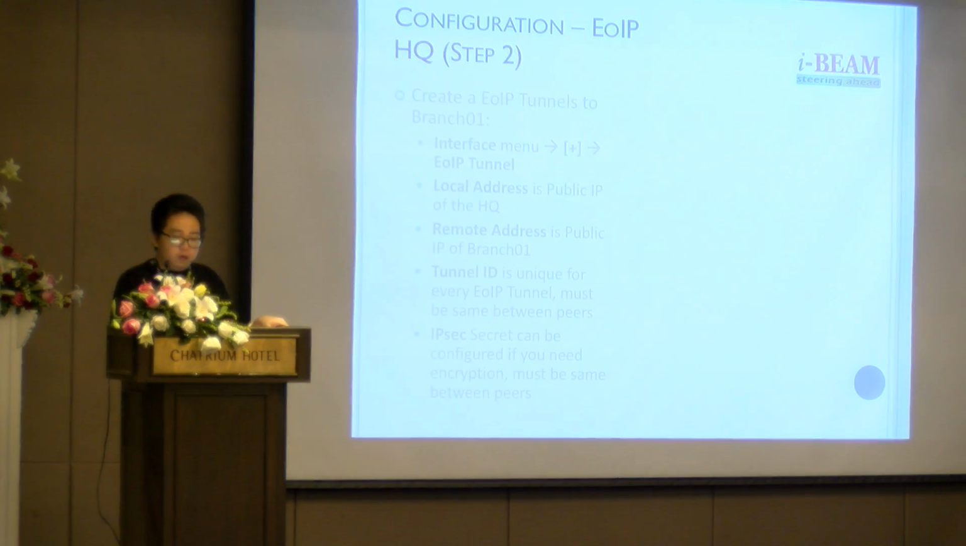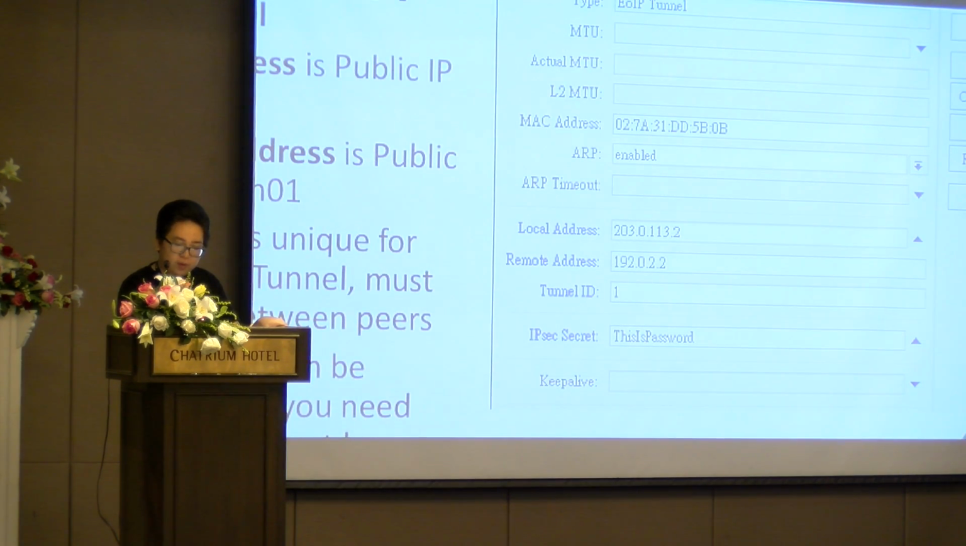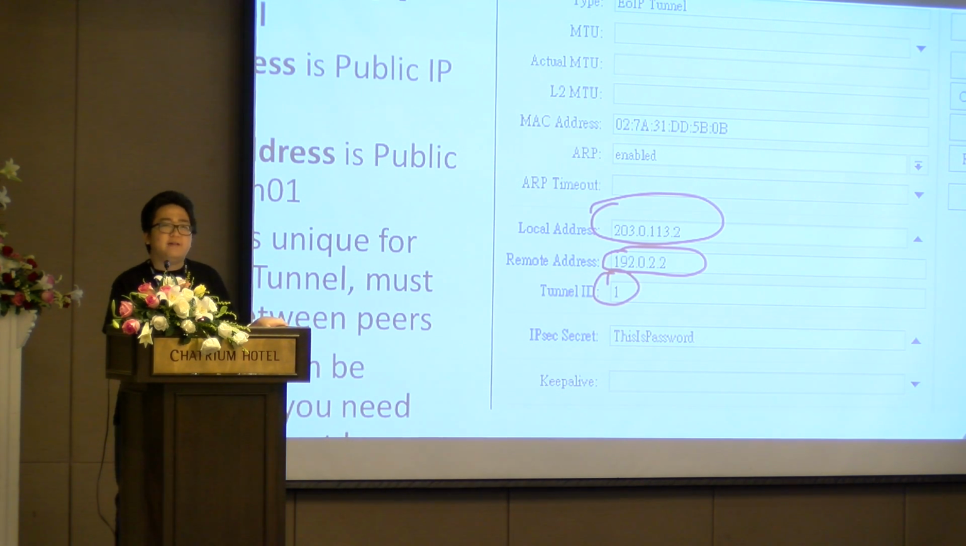Then step number 2, you need to do the tunnel. Go to interface, add a new EoIP tunnel. Let me enlarge it. Local address here is the public IP of your head office. Remote address is the public IP of your branch office. And tunnel ID is the number that you agree to use in both locations. So in both routers, you need to have the same tunnel ID, otherwise the tunnel will not come up.